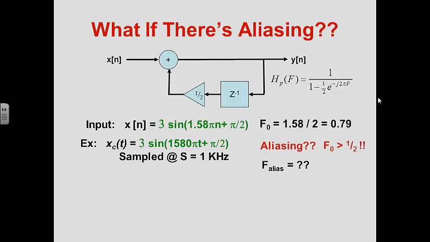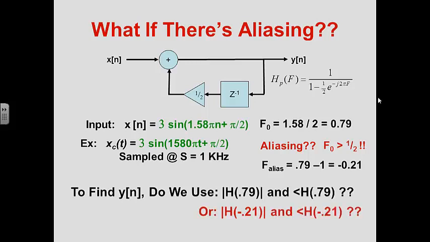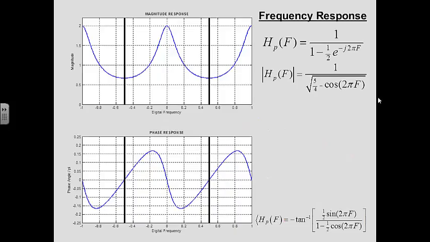Where's it going to alias to? What frequency will it end up being at? Minus 0.21. Subtract 1 off of here, we get minus 0.21. Right? Okay. Now, the $64,000 question. I know what frequency is coming out, but I need to evaluate H of f at the frequency of my signal. Which one do I use? Minus 0.21 or 0.79? Which one do I look up? Turns out it doesn't matter, because it's periodic. If I'm over here and I go down by 1, I get the same answer. So take your choice, doesn't matter.